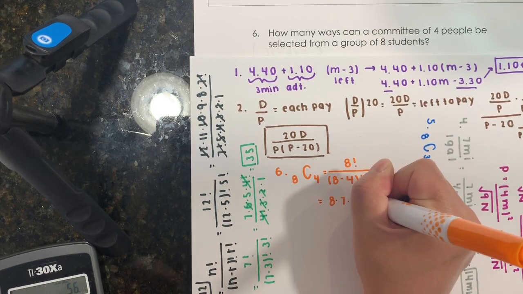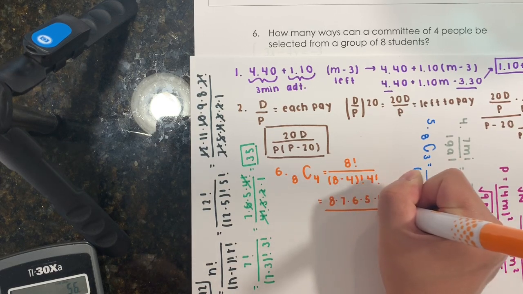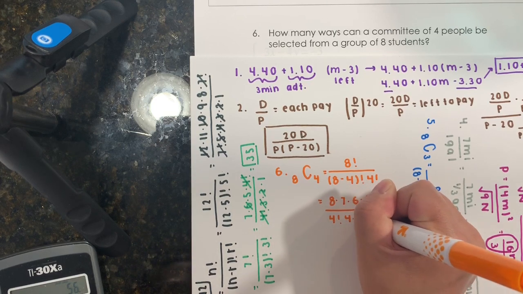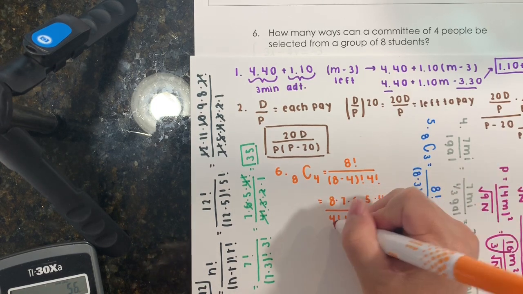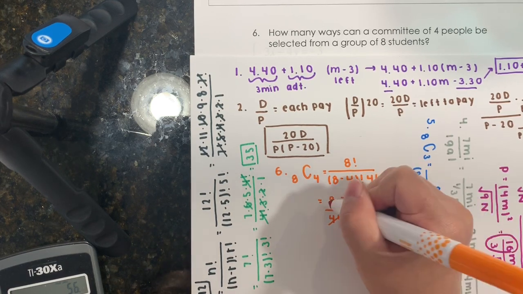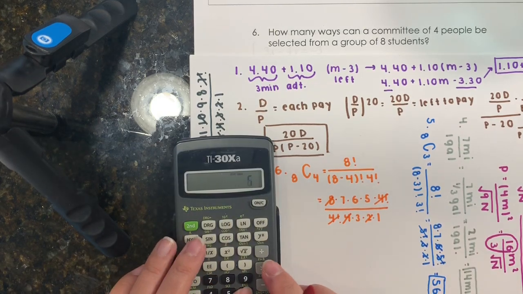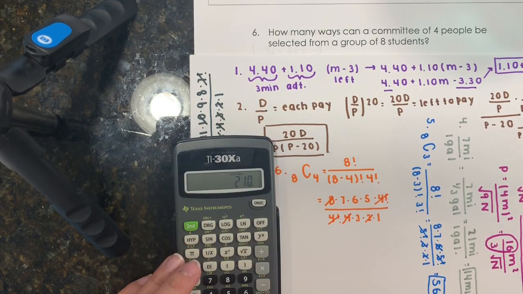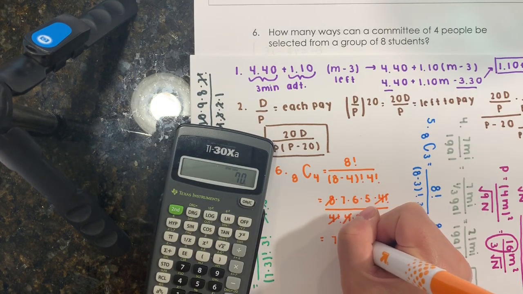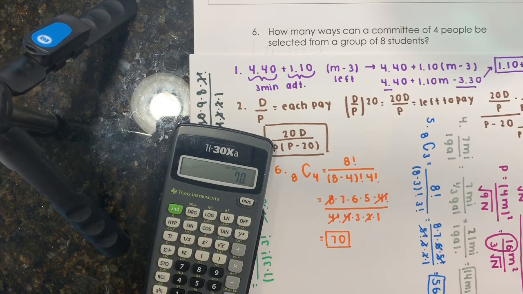So 8, 7, 6, 5, 4. 8 minus 4 is 4. And then 4, 3, 2, 1. So the 4 factorials cancel. 4 times 2 is 8. So really what I have is 7 times 6 times 5 divided by 3 gives us 70. There's 70 different ways that they can be arranged in a committee of 4 at a time.